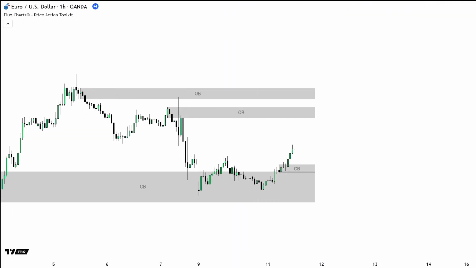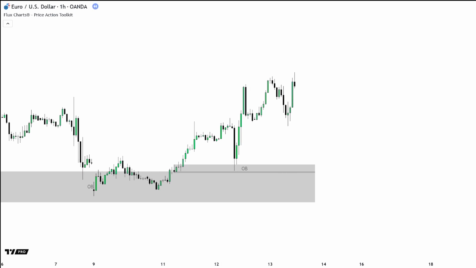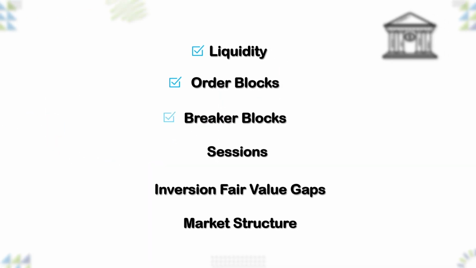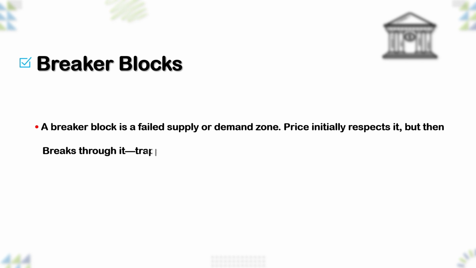No matter what time frame you are in, this indicator will highlight the order blocks in that specific time frame for you. Let's move to the breaker blocks, a smart money strategy for entries. A breaker block is a failed supply or demand zone. Price initially respects it but then breaks through it, trapping traders who expected a reversal.